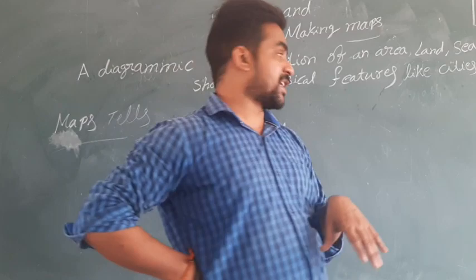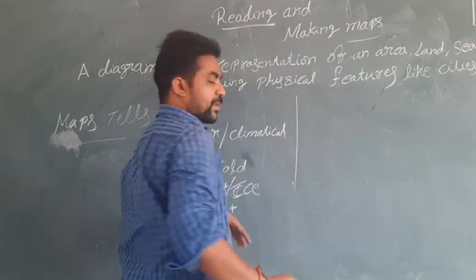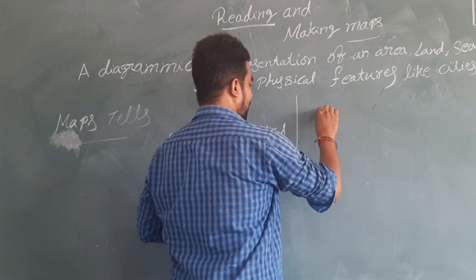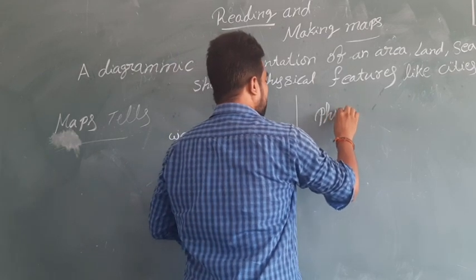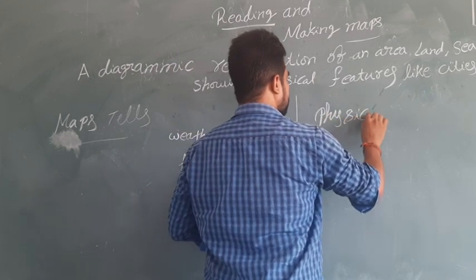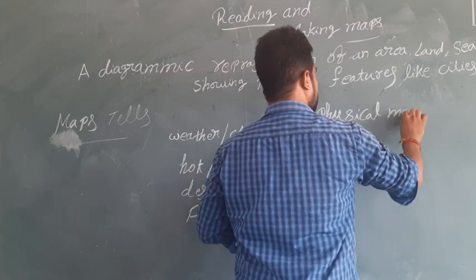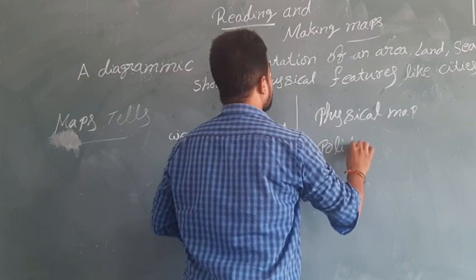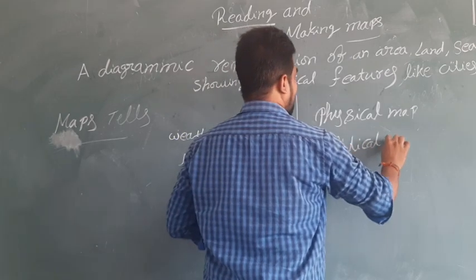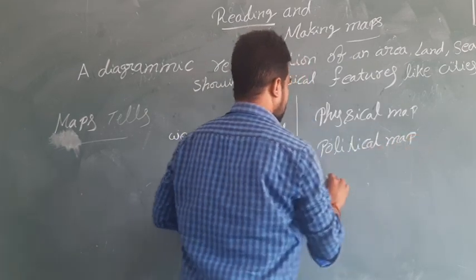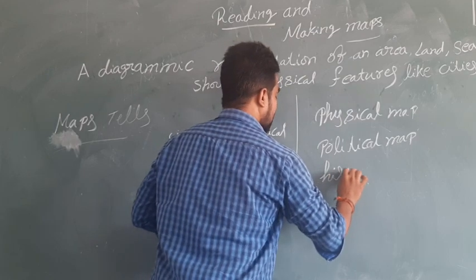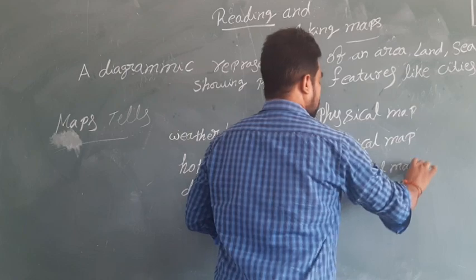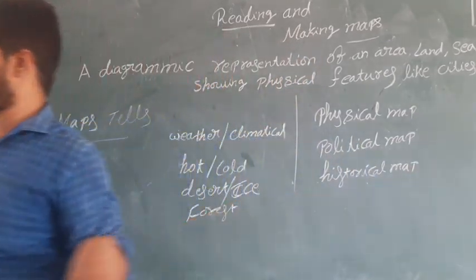Now I am going to explain the types of maps. How many types of maps are there? There are three types of maps. One is called the physical map. The second one is the political map. The third one is the historical map. I will show the maps and explain them.